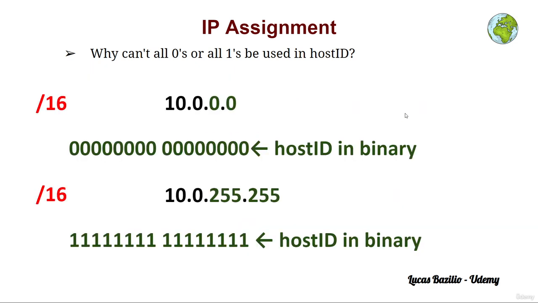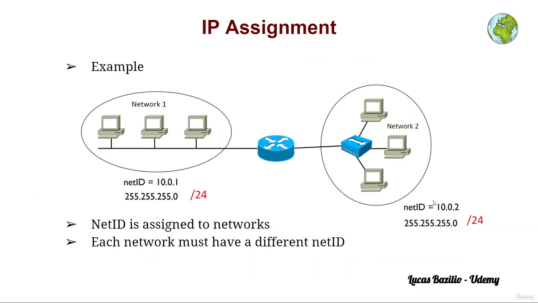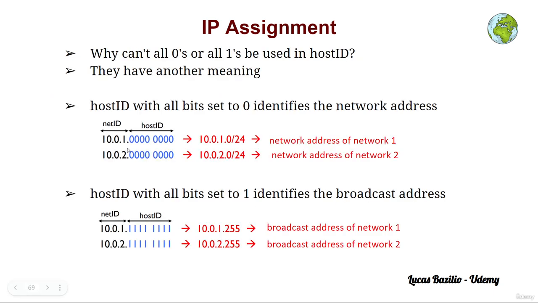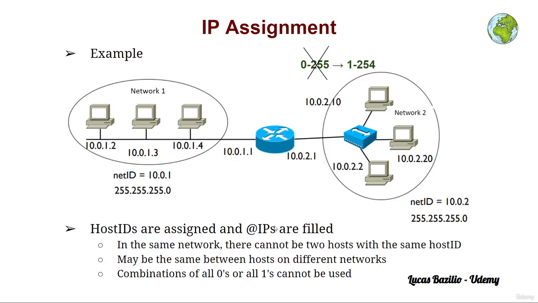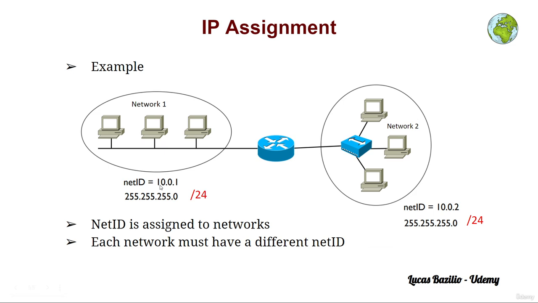In the same way, in network 2, where we selected the net ID 10.0.2, if we type it with all of the bits of the host ID set to 0, and with the mask also, as we commonly denote it, we are representing the network address of network 2. So networks also have an address. Here we are only defining the net ID, but this is not an address. This is a sub-address of the whole network address. So the net ID is this one.